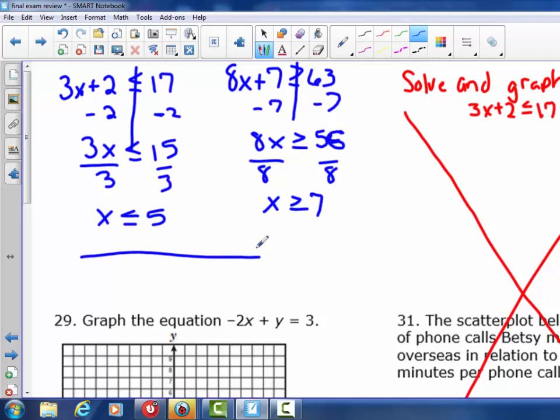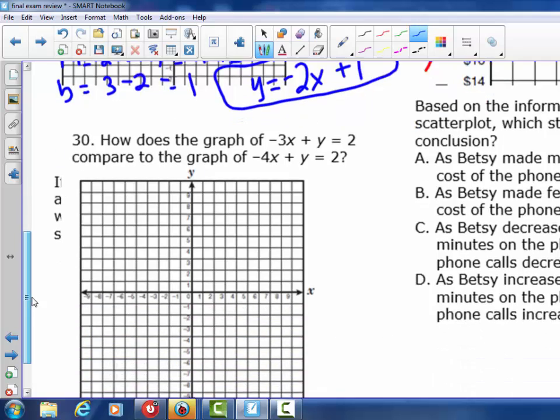To graph it, we go to our number line. 5. 7 would be here. x is less than or equal to 5, so where the numbers are less than 5. Since it's equal to, we color it in. Okay, here's 7. The numbers greater than 7 are in this direction, and equal to 7 means we color in the 7. Okay, I think that's it for that page.